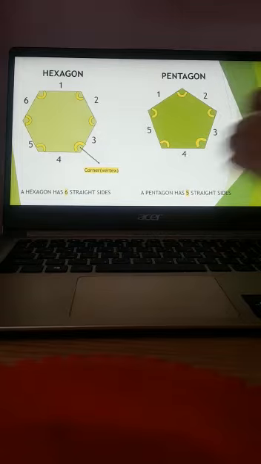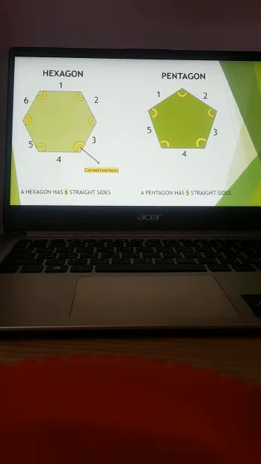Here we have a hexagon and a pentagon. The hexagon has 6 straight sides and 6 vertices. Okay, and the pentagon has 5 straight sides and 5 vertices.